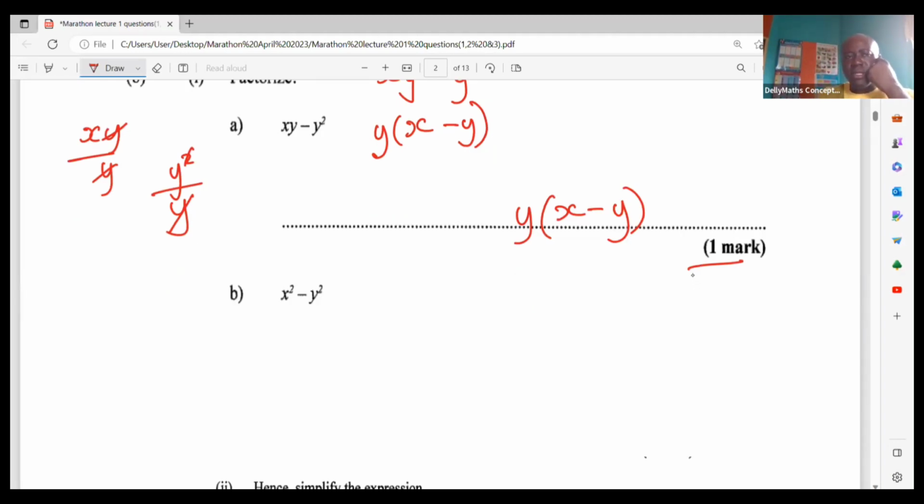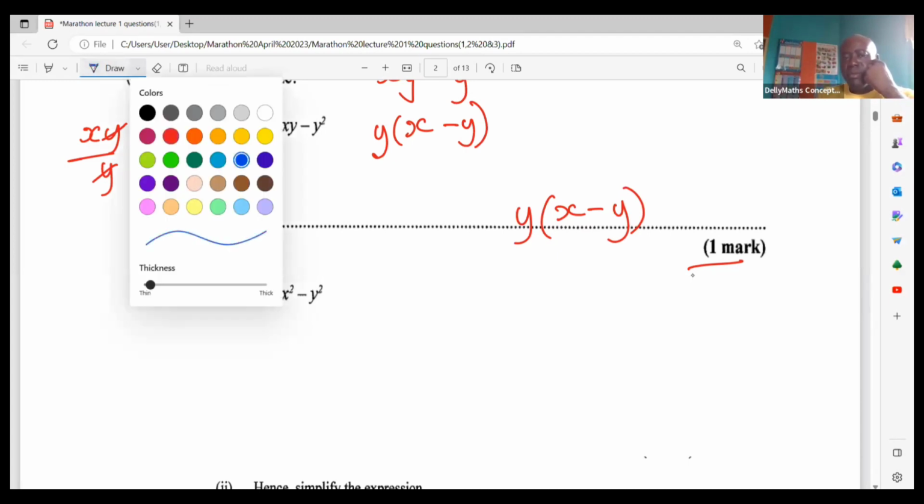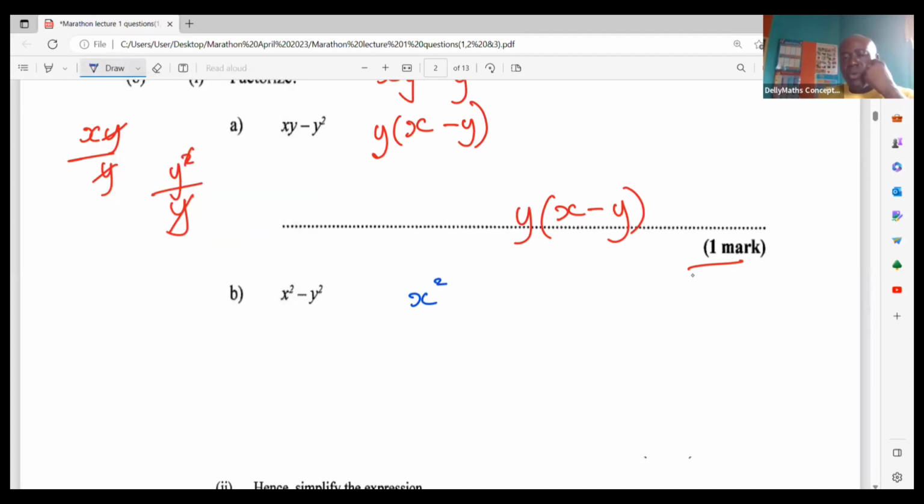Following on this, we have x squared minus y squared. So as long as you're revising, then you're going to say, oh, this is the difference of 2 squares. Whenever you're doing the difference of 2 squares, all you want to do is just to open 2 brackets, because you're going to put the square root of the terms.